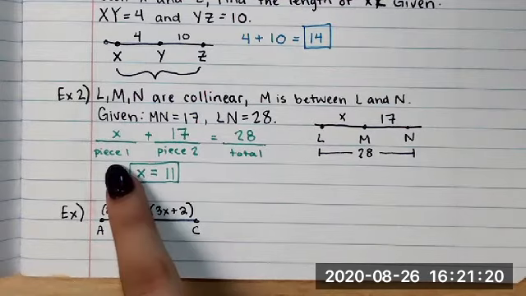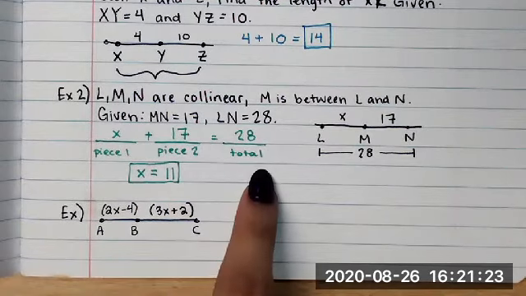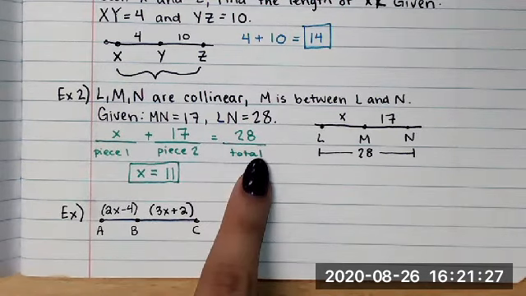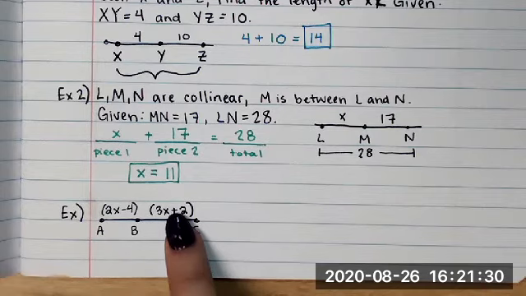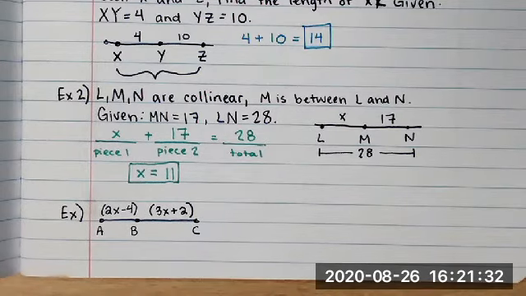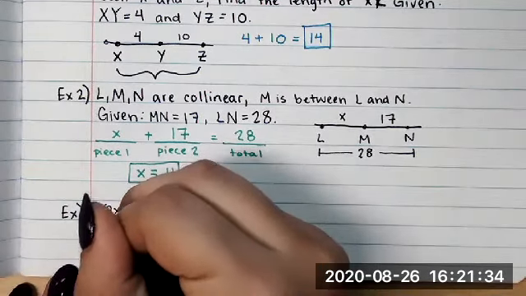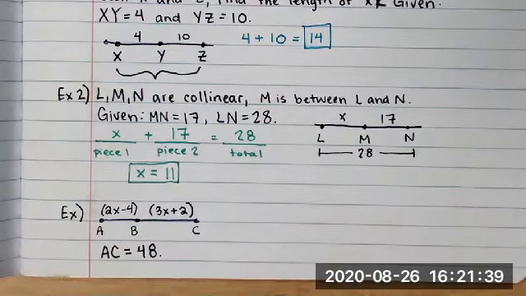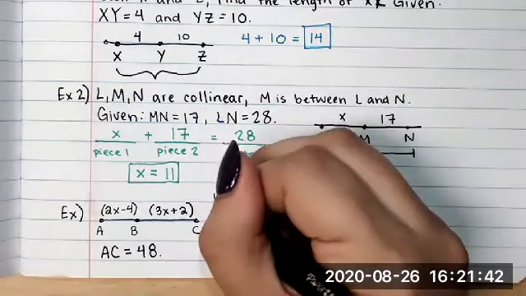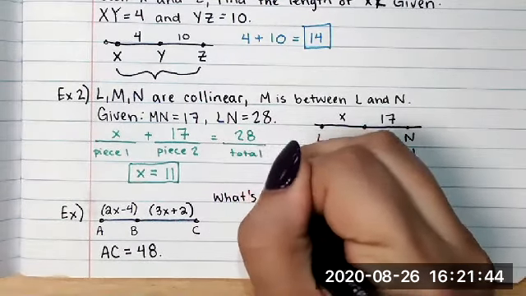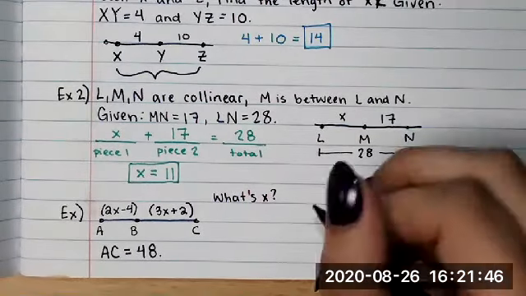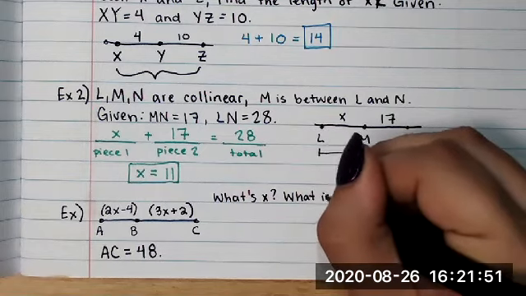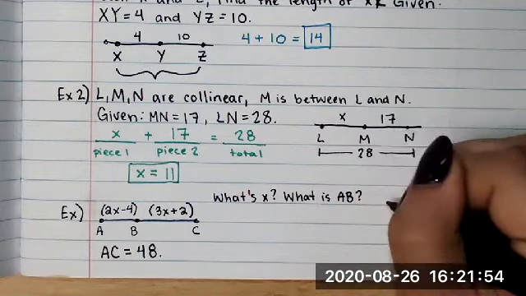So I want to think about the little model I drew for example 2. Piece 1 and piece 2 together make our total. Well, in this case, I need to know my total. So the problem will tell you AC equals 48. So we need to know what's x, and then go a step further and find out what the actual lengths are. So what is AB? What is BC?